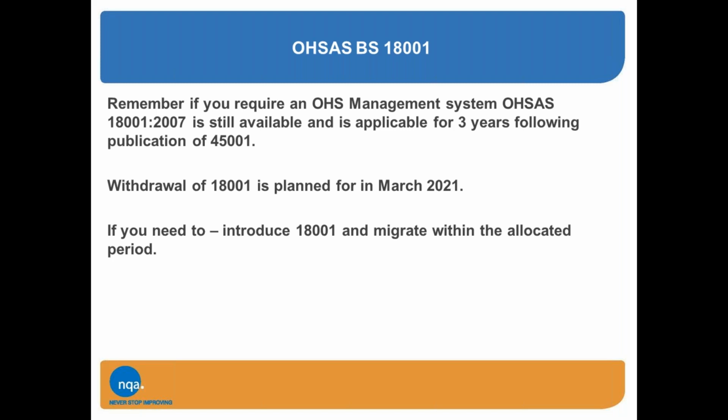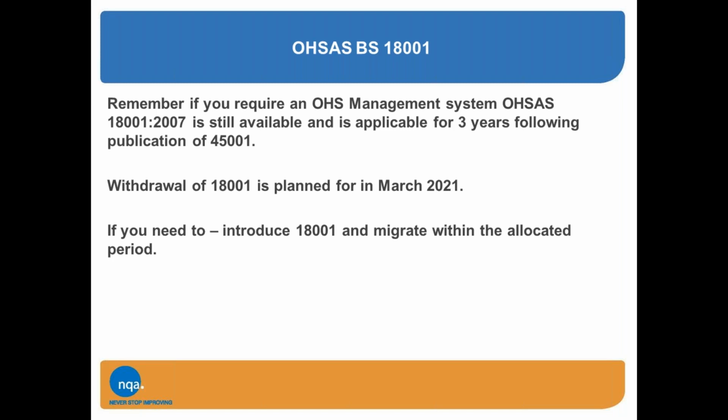There are some subtle differences to the requirements of 18,001 and 45,001. 45,001 has been published as from March of 2018, but 18,001 is still available until March 2021, which is its planned withdrawal date.